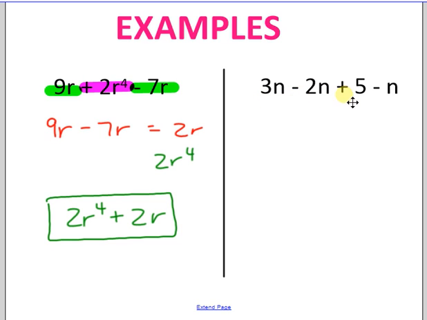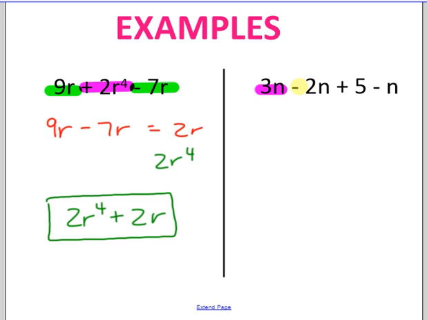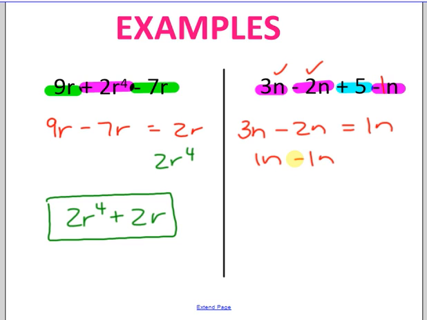Alright, 3n minus 2n plus 5 minus n. So let's go ahead and highlight. We have a 3n, we have a minus 2n, we have a minus n, and then we have a 5 who's all by himself. So 3n minus 2n equals 1n. Okay, so we took care of these two guys. 1n, and then here I have minus 1n. Well, what's 1n minus 1n? 0. Nothing. So there's nothing left there. So my answer is 5, because all I have left is my 5 right there.